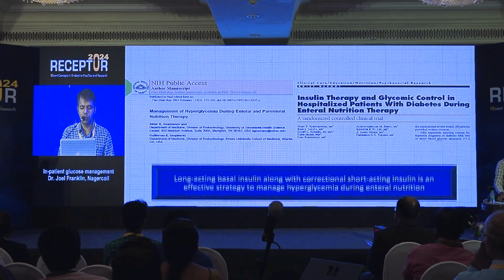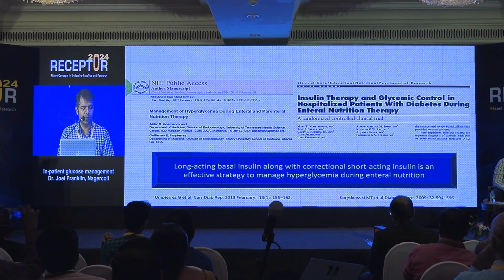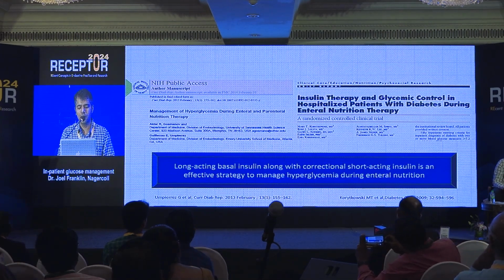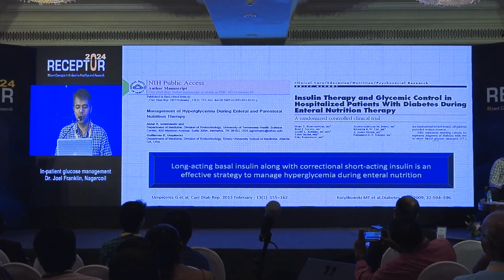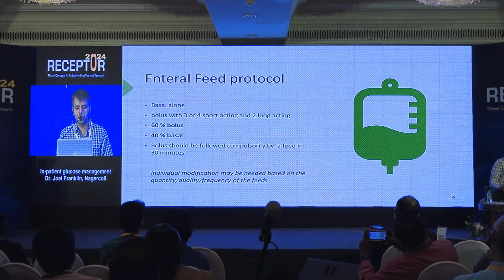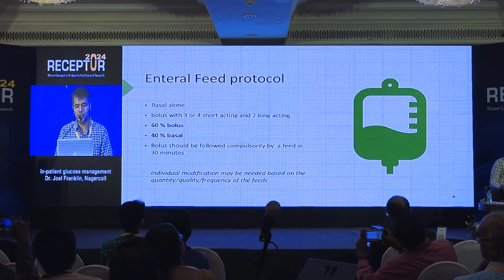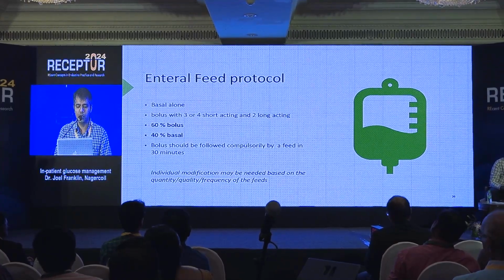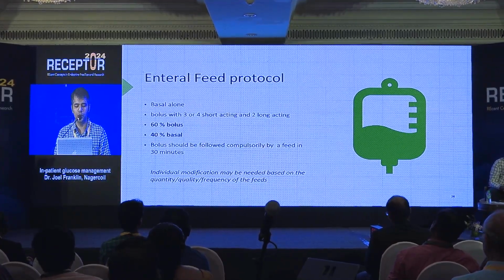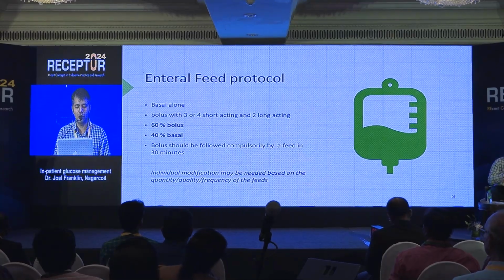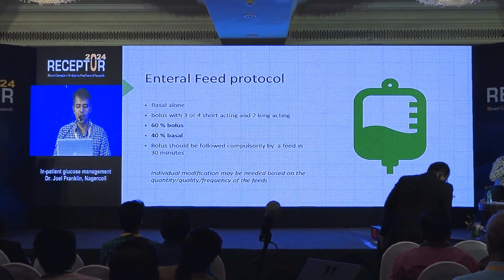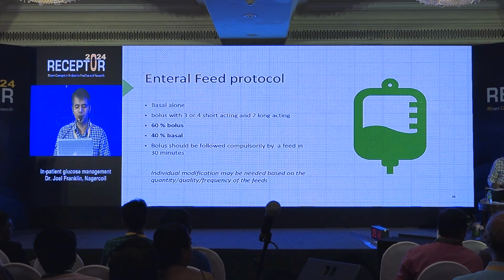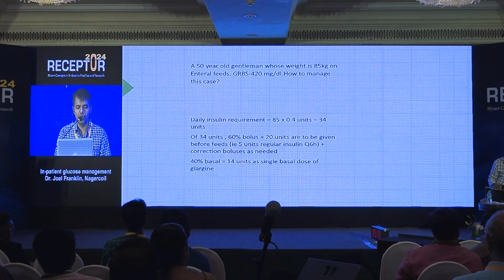So moving on to enteral feeding. Here we can use a long-acting basal insulin along with correctional short-acting insulin. It's an effective strategy to manage hyperglycemia during enteral nutrition. In the enteral feed protocol, you can use basal alone, or basal with 3 or 4 short-acting doses and 2 long-acting. Here you can take a 60% bolus and 40% basal of the total daily dose required. A very important thing is that the bolus should compulsorily be followed by a feed within 30 minutes. Individual modification may be needed based on the quantity, quality, or frequency of the feeds.